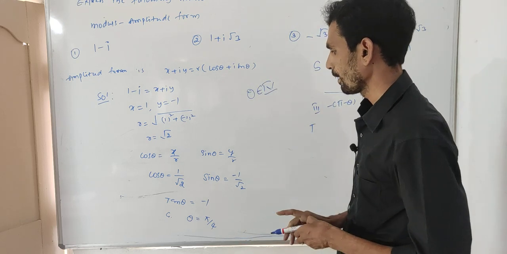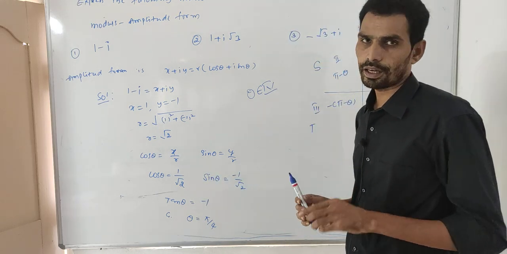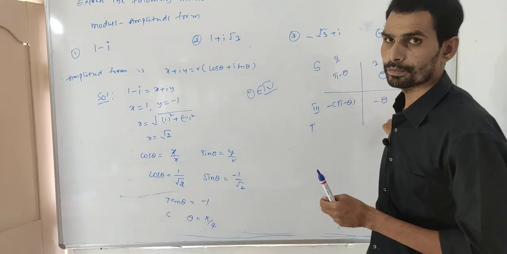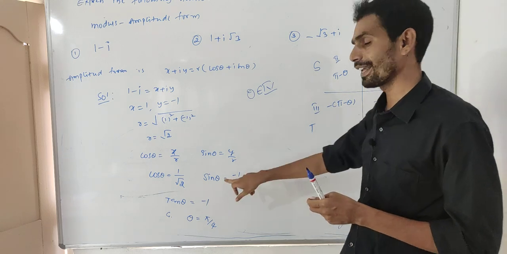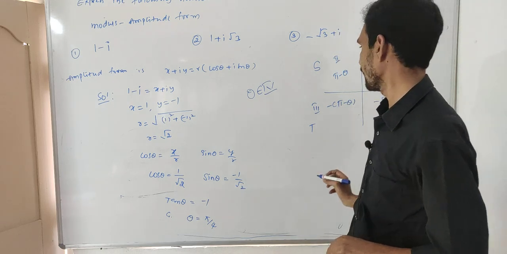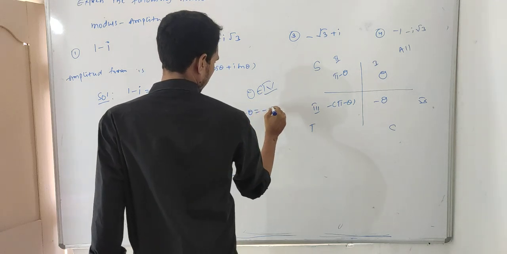Once again I will repeat here. Cos is positive, sin and tan are negative. Cos is positive only in two phases, first phase and fourth phase. In the first phase all are positive, but sin is negative. So theta belongs to the fourth one. Fourth one our solution is minus theta, so minus theta means minus pi by 4.